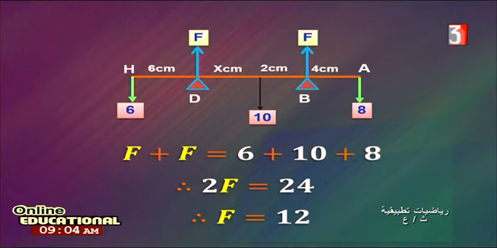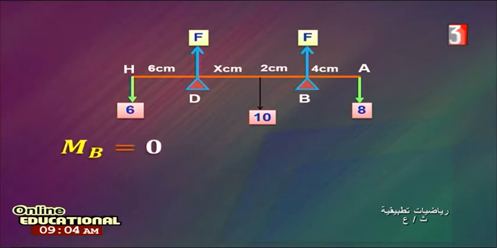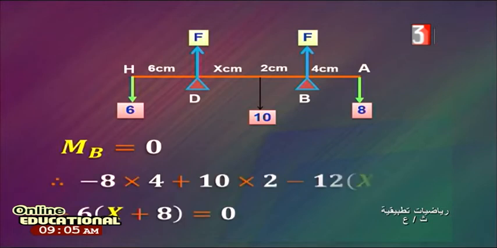By using the moment at point B equals 0. At the point B, the moment: negative 8 times 4 plus 10 times 2 minus 12 times (x plus 2) plus 6 times 6 multiplied by (x plus 8).